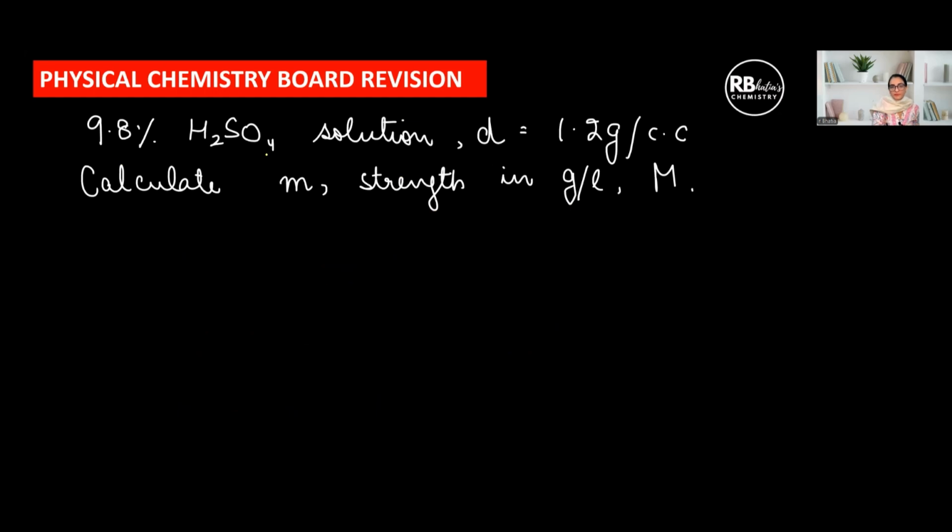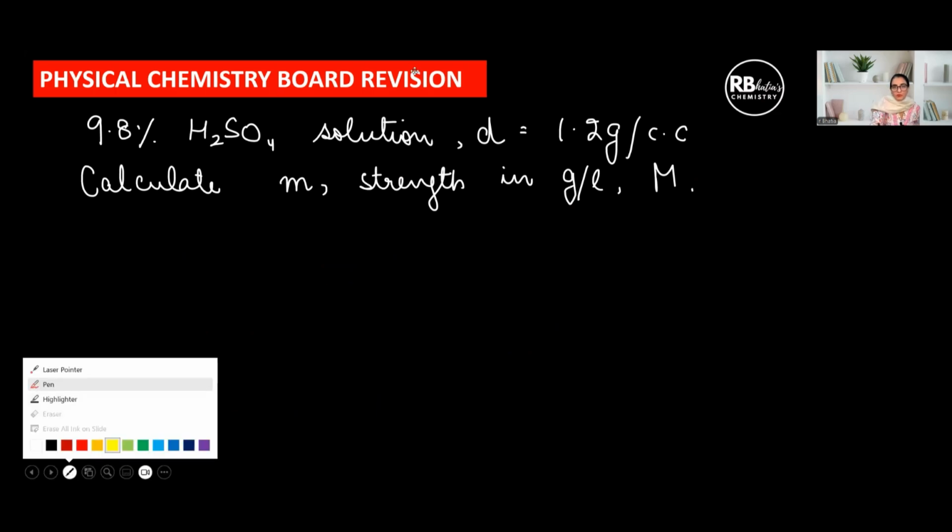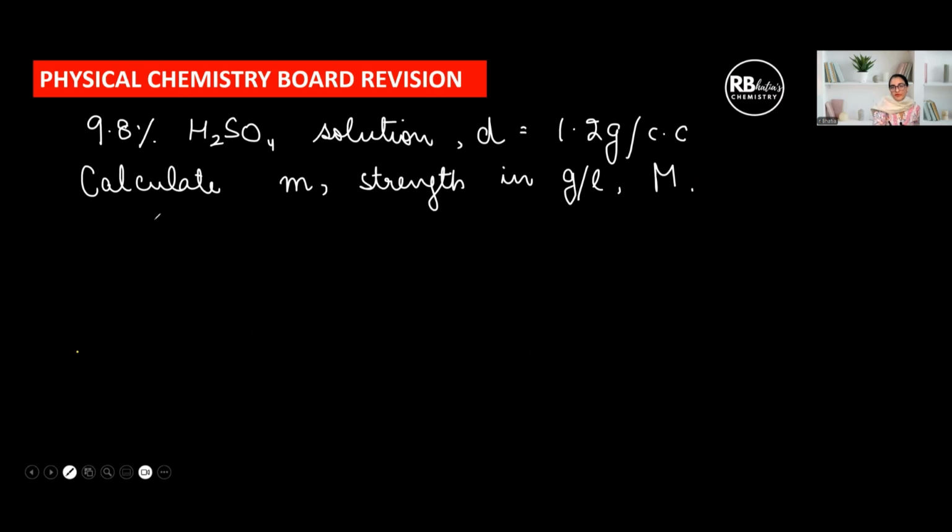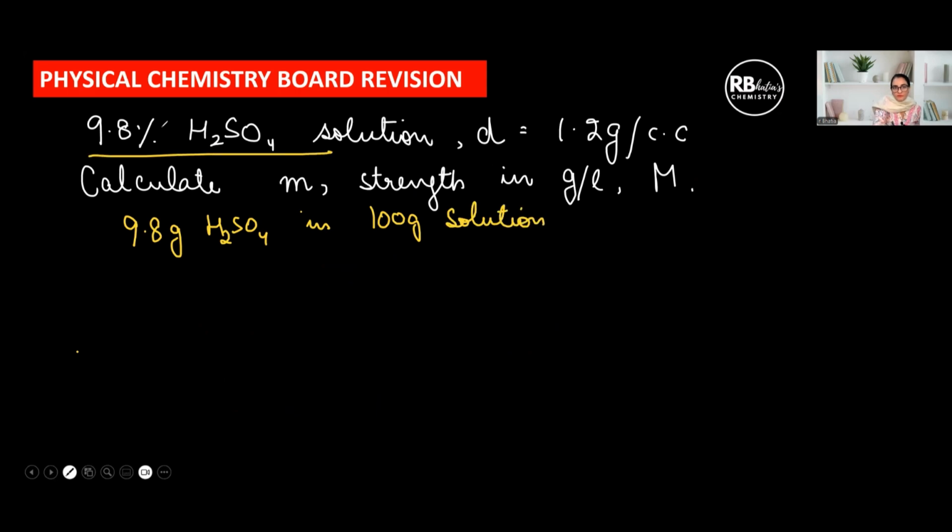One numerical: 98% sulfuric acid solution, density given. Calculate molality, strength, and molarity. So I am just giving you a quick look into how to solve this question. This includes almost the entire component. I'll also include mole fraction. So in general, you must know 98 gram of sulfuric acid is present in 100 gram of solution. With clarity, understand everything. And when nothing is mentioned, we always assume it to be weight by weight percent.